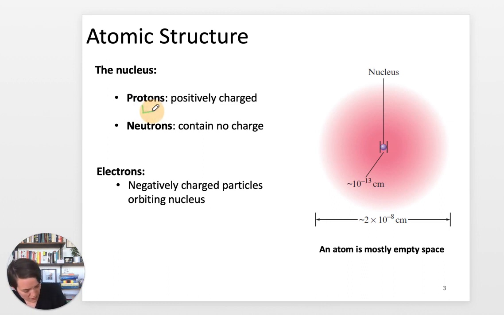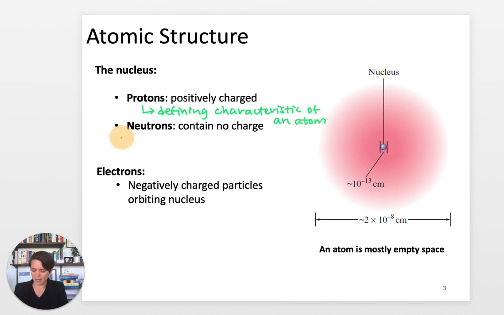That is that protons are going to be the defining characteristic of an atom. Why are they the defining characteristic? Because if you have a nitrogen atom, it has 7 protons. If it has 8 protons, it is not nitrogen. If it has 6 protons, it is not nitrogen. Protons define an atom. In contrast, neutrons and electrons can both be variable in an atom.